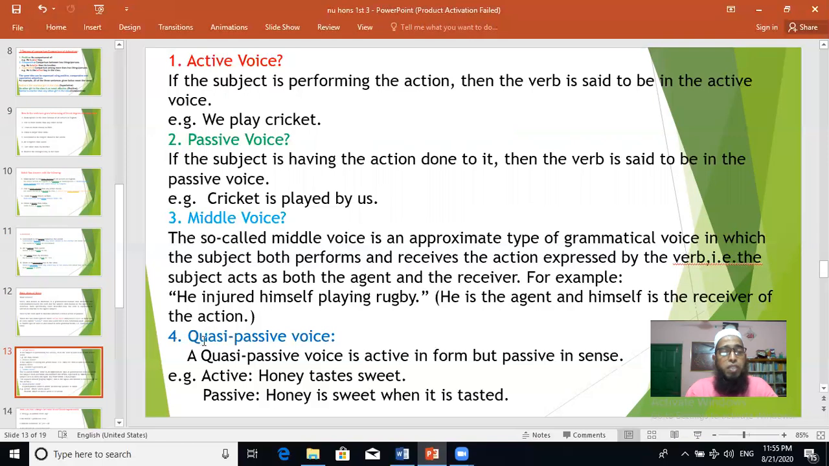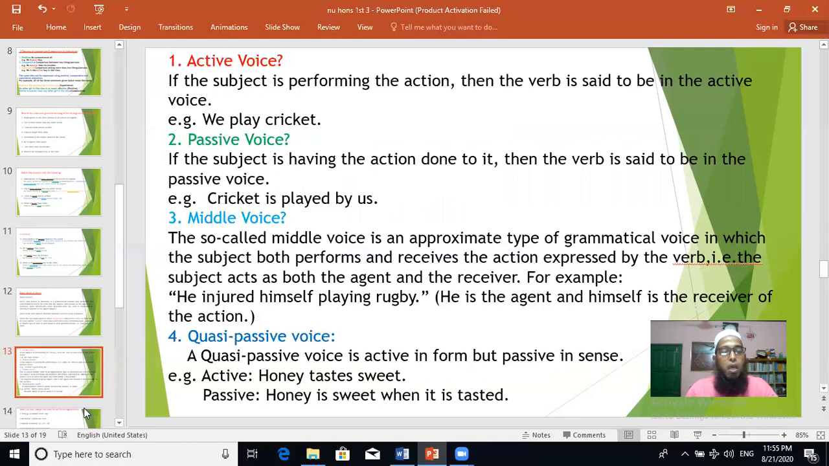You know this type of change. And quasi-passive voice is also something you are familiar with. A quasi-passive voice is active in form but passive in sense. So look at this example: Honey tastes sweet. Honey is sweet when it is tasted. These are also rare. But commonly we have to do passive to active and active to passive.